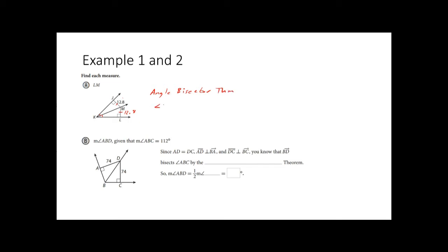Okay, since angle JKM is congruent to the other angle LKM, then JM is going to be equal or congruent to LM. And if JM is 12.8, then LM is also going to be 12.8. All right, so LM has to be 12.8.